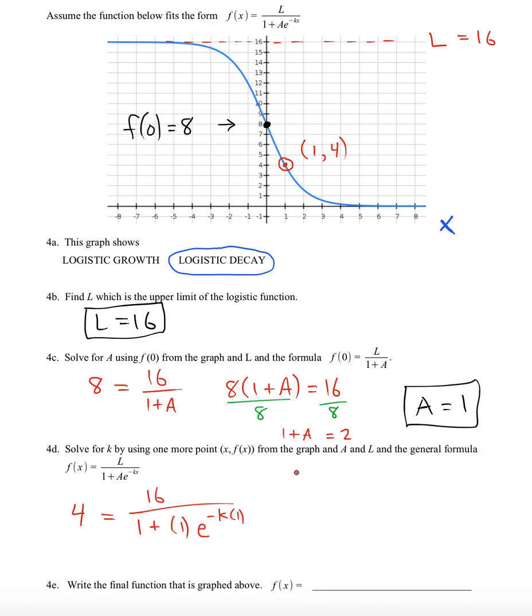Okay, I'm going to need to simplify that. 4 times 1 plus 1 over e to the k equals 16. And then we'll see that 1 plus 1 over e to the k is 4. So 1 over e to the k is 3. e to the k is 1/3. Therefore, if we take the ln of both sides, k will be ln of 1/3.